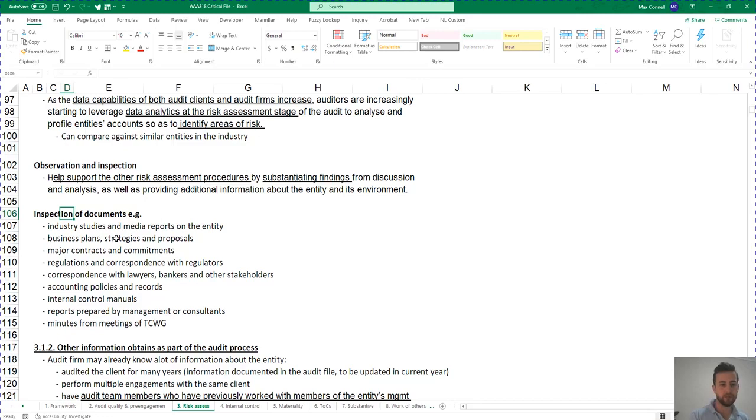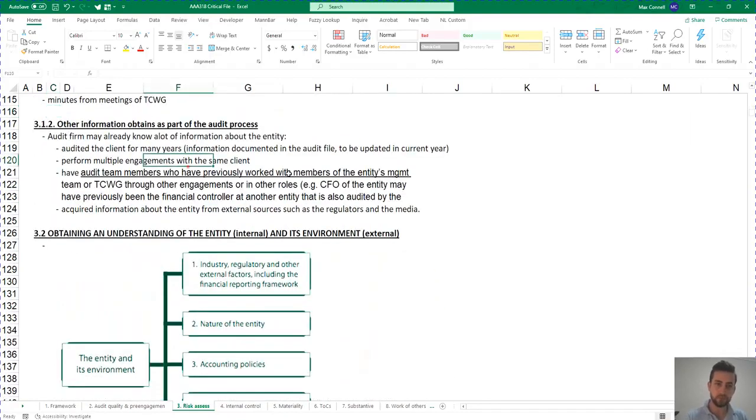So we've got some examples here for inspection of documents. Could be industry media reports, business plans, strategies and proposals, major contracts, commitments, internal control manuals, minutes from meetings, and so forth. And other information obtained as part of the audit process. So the audit firm may already know a lot about the entity. For example, they may have audited them for many years. They may have different engagements with them. You might have a due diligence or an advisory engagement with them, which you can derive information from. You might even have audit team members who have previously worked with members of the entity's management team, or you might have acquired it through external sources.